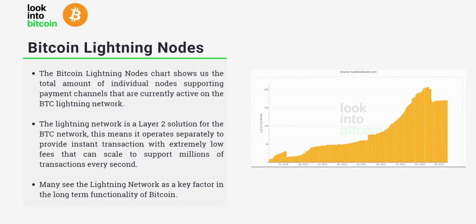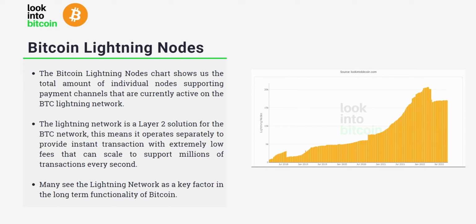So just to summarize, the Bitcoin Lightning nodes chart shows us the total amount of individual nodes supporting the payment channels that are currently active on the Bitcoin Lightning Network. We can see this has been on an almost non-stop steady upwards growth. There are of course some correlations to price. Obviously when the Bitcoin price is increasing substantially, a lot of new users are into the space and a lot will be more interested in the surrounding technologies, but overall the trend is to the upside and this layer 2 solution for the Bitcoin network is ever increasing.